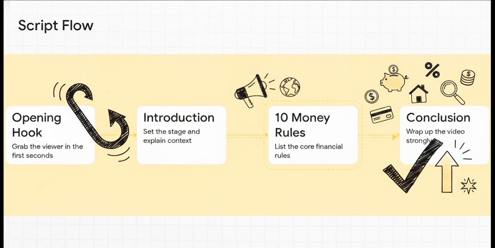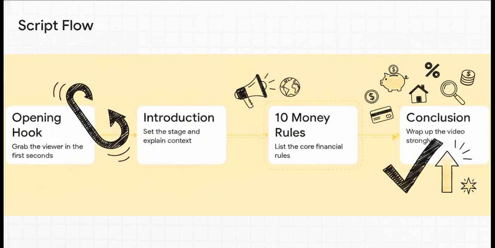This outlines the mandatory, step-by-step sequential flow of the script. Think of these as the literal load-bearing walls of our educational house. Step 1 demands a powerful opening hook. You have to grab the viewer right by the collar in those first 5 seconds. Step 2 is the introduction, setting the stage and telling them why this actually matters. Step 3, that's the meat of the content. 10 smart money rules everyone should know.